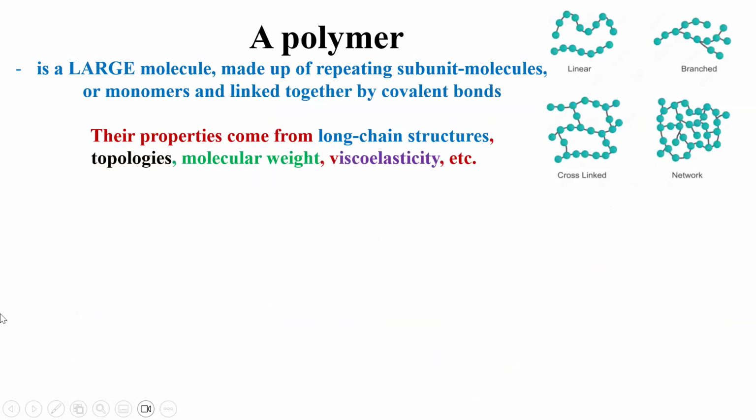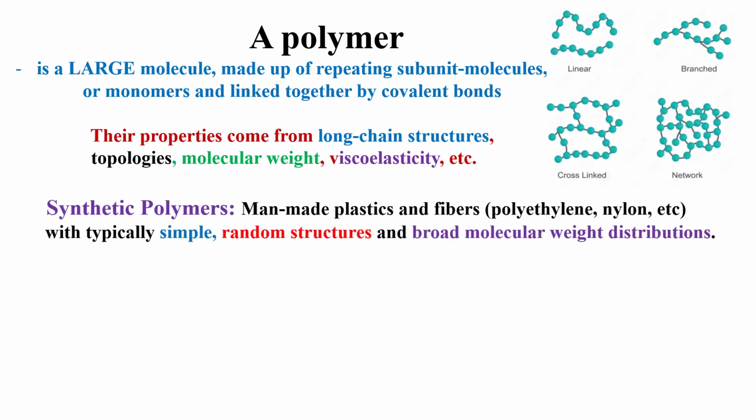Okay, now I found a way. So what is a polymer? By definition, a polymer is a large molecule which is made up of repeating subunit molecules or monomers, and these are linked together by covalent bonds. And the properties come from their long chain structures and topologies and molecular weights and viscoelasticity and many more. So on the right you see some typical topologies of polymers, from linear polymers to networks.